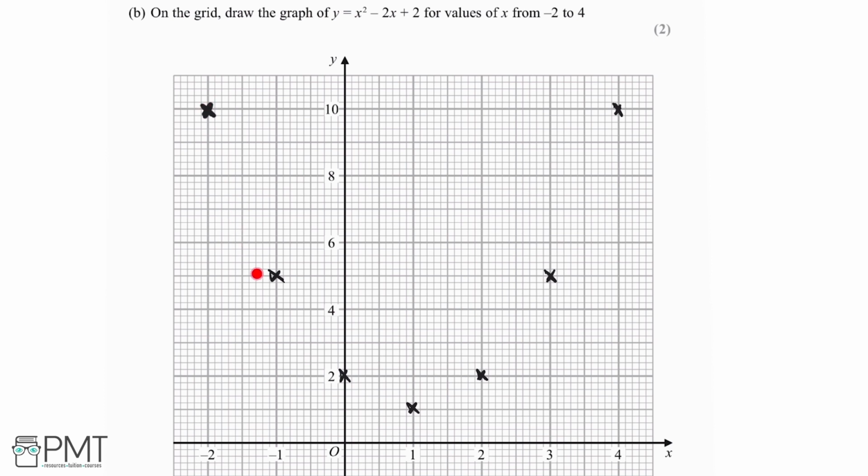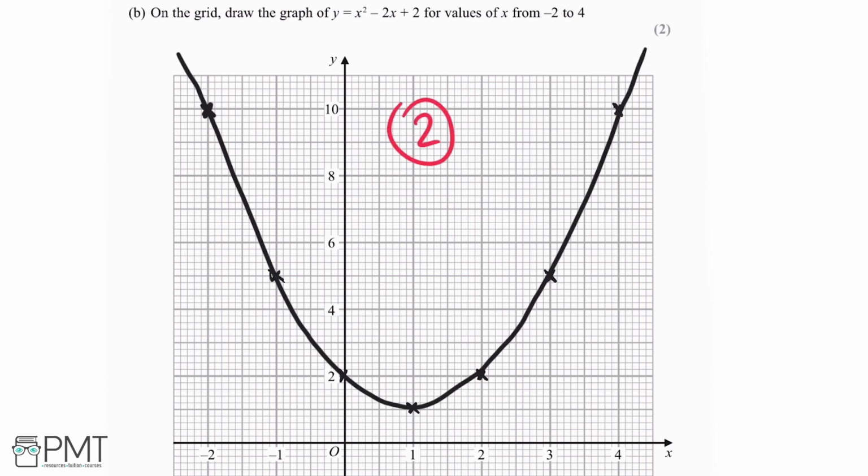So you see we've got a basis of a nice quadratic shape here. And lastly, we've got to try our best to join it up. And if we do that, we get 2 marks.